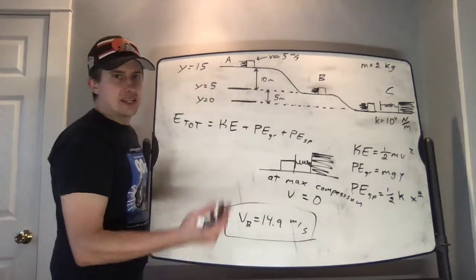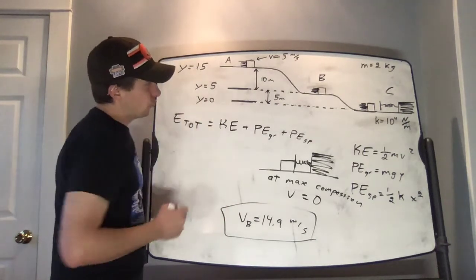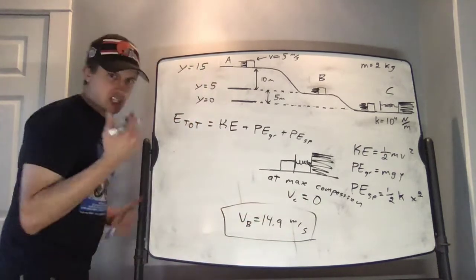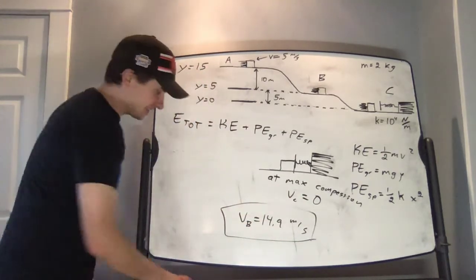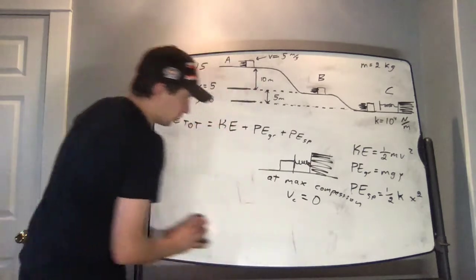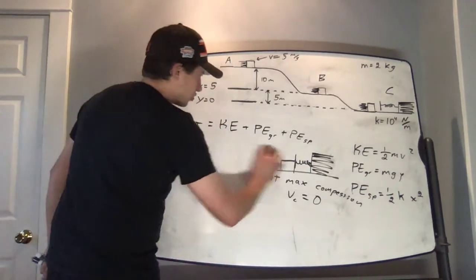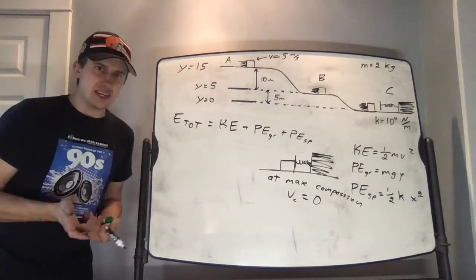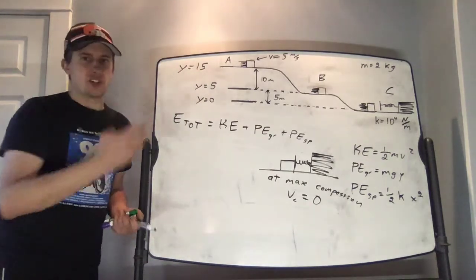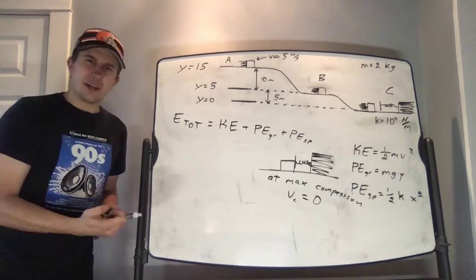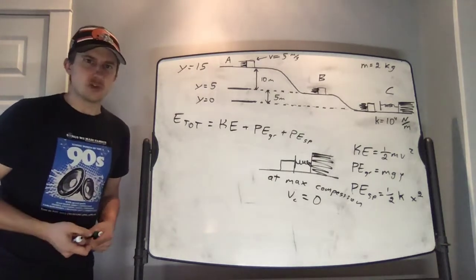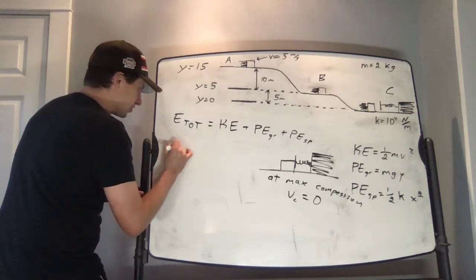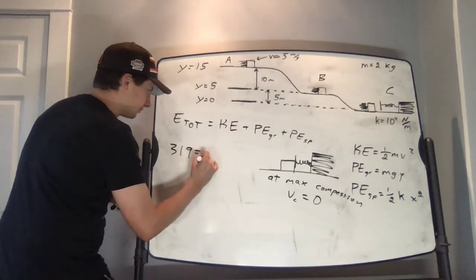We defined the moment when the spring has its maximum compression as moment C. So just to be consistent, I'll call that VC. So what would the total energy, or the sum of these three things, be at moment C? Well, total energy is always conserved. We found that the total energy in the system is 319 joules, and that's never going to change. So the total energy at moment C is going to be 319 joules.